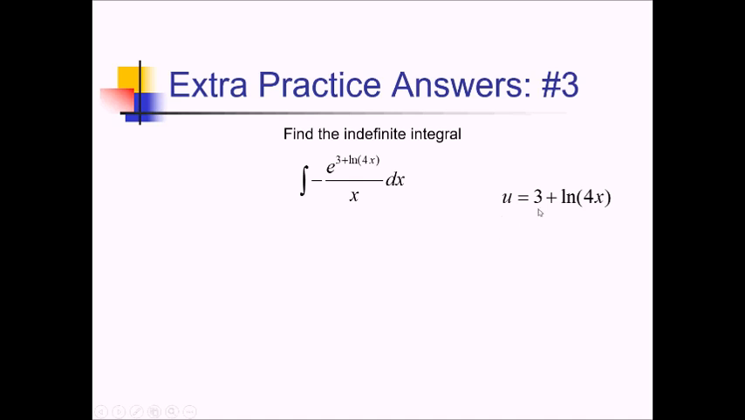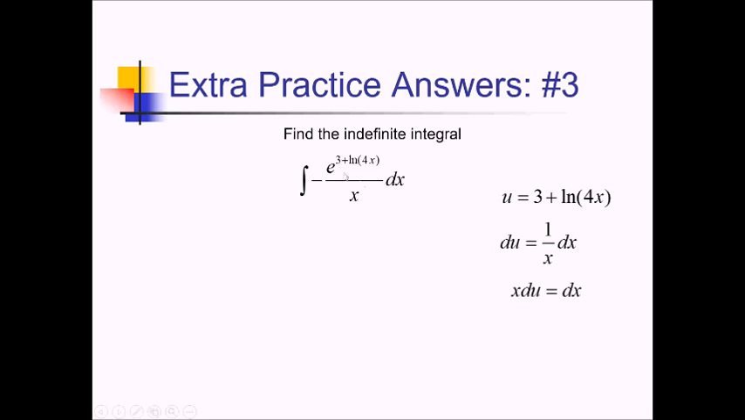And then du, the derivative of that, is just going to be 1 over x, because this 3 is a constant, so it's a 0 when you take the derivative. And the derivative of ln of 4x is 1 over 4x times 4, so the 4's cancel. We just end up, again, with du equals 1 over x dx. So that means that dx really equals x times du.